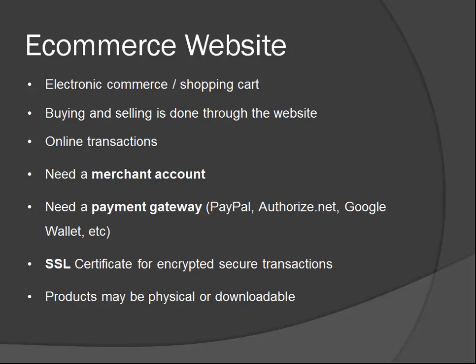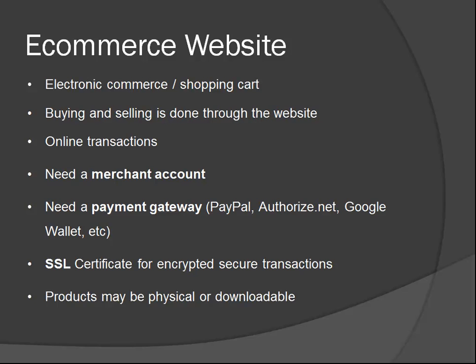E-commerce websites. E-commerce stands for electronic commerce, basically a shopping cart. eBay is a type of e-commerce website. What else? Amazon. Amazon's obviously the largest e-commerce website, and all buying and selling is done through the website. That could be a store selling, or it could be users that sign up and sell their stuff, like eBay. There are usually online transactions, whether through PayPal or something else, and a merchant account is needed to be able to take credit cards, and also a payment gateway. Some of the common payment gateways are PayPal, Authorize.net, Google Wallet, and there's a whole bunch of them.